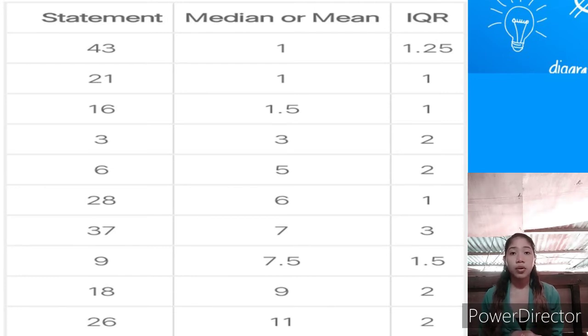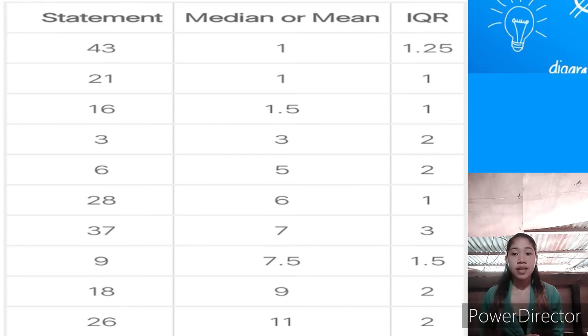So its median or mean is 1 and the interquartile range is 1.25. Then followed by the 21st statement, and its median or mean is 1 as well, and the interquartile range is 1 also, and so on and so forth.